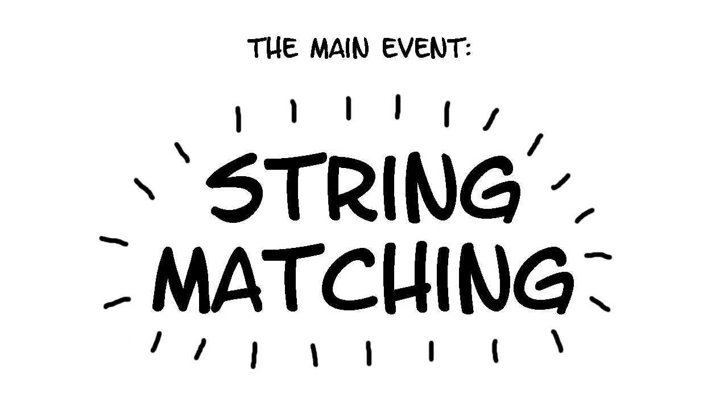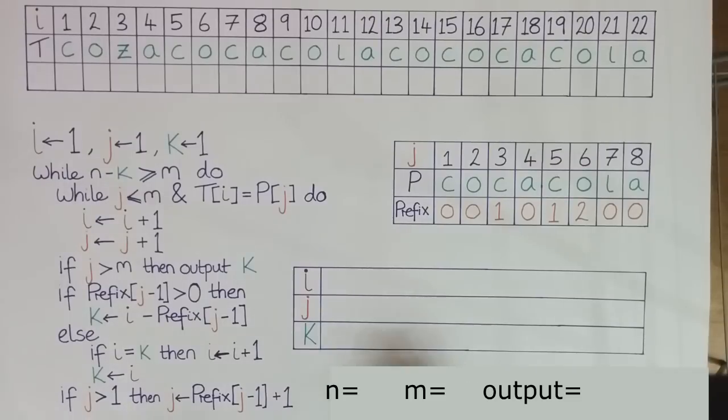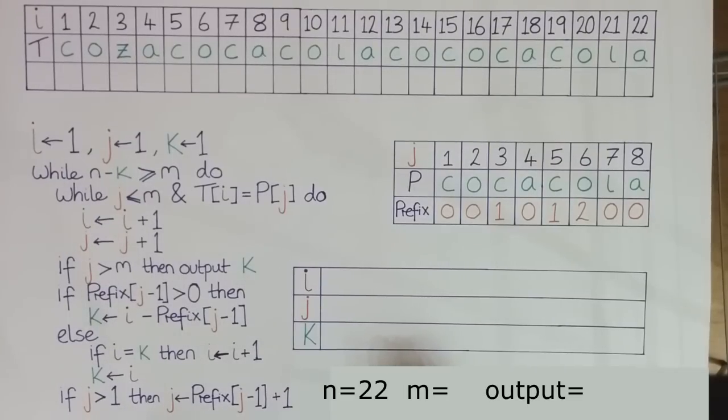Now time for the main event, finding where our pattern occurs in a long piece of text. Henry, take it away. Here we start by setting n to 22, as that's the length of the text.